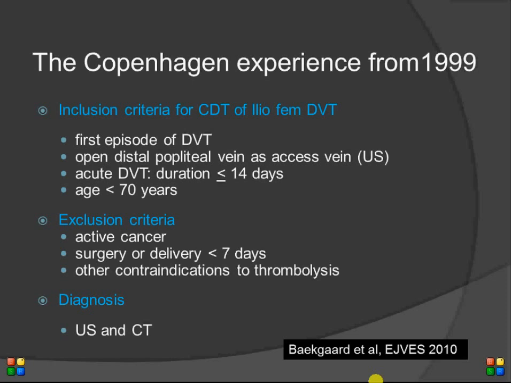Active cancer is, in our clinic, an exclusion criterion, and surgery or delivery within 7 days is a contraindication. But we keep the patients on low molecular weight heparin until the 7 days have gone, and then we start the thrombolysis therapy. There are other contraindications for thrombolysis, such as hypertension and so on. So you have to look very carefully at the patients before starting your procedure. We use a lot of ultrasound sonography and CT scans when we are in doubt.